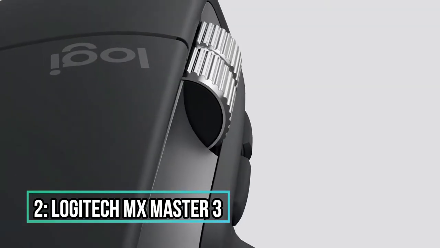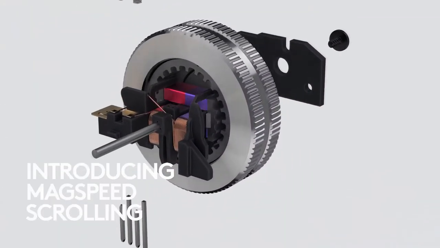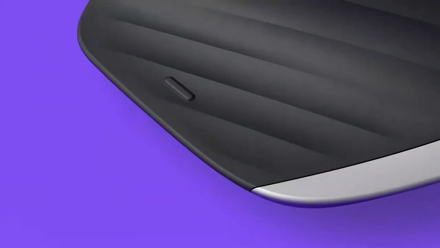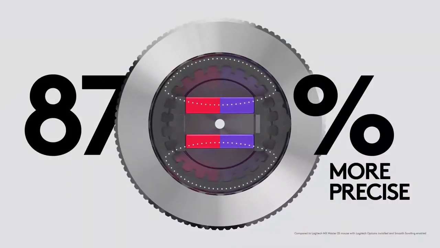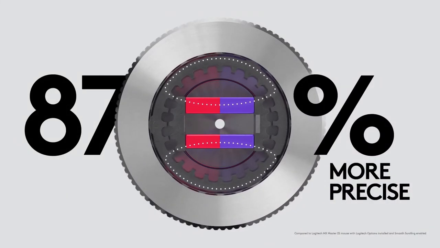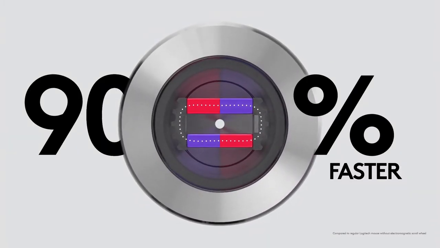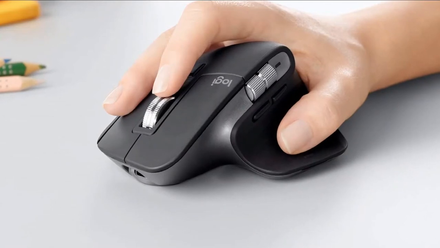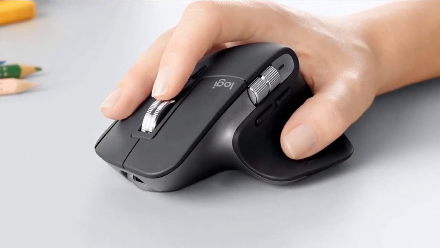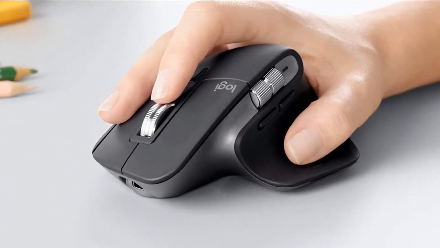At number 2, Logitech MX Master 3. Introducing MagSpeed Electromagnetic Scrolling with the all new MagSpeed wheel, ultra quiet electromagnetic scrolling. 87% more precise and ultra quiet. Up to 90% faster, work comfortably with a perfectly sculpted shape and ideally placed thumb wheel and controls.